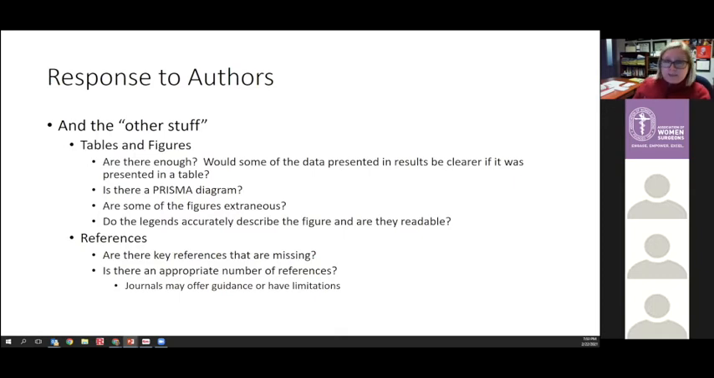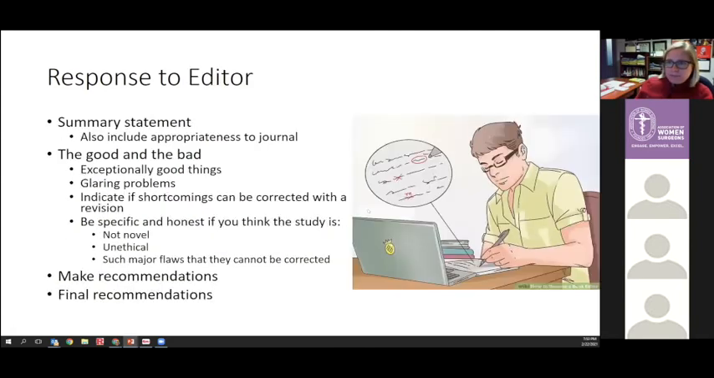And then look at the references. Are there any key references that are missing? Is there an appropriate number of references? And many journals will offer guidance or have limitations on the number of references for particular article types.